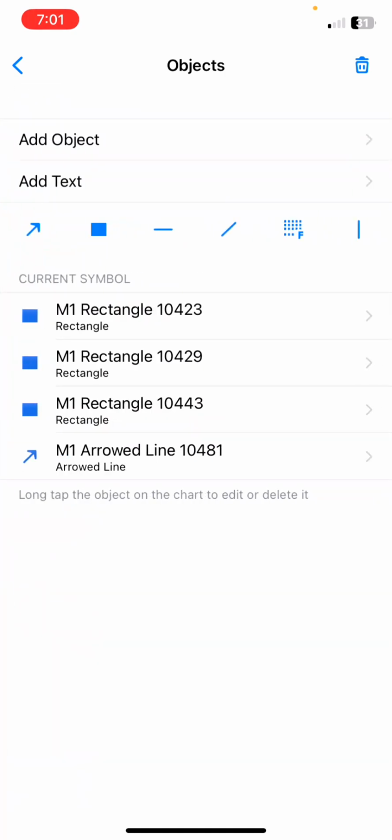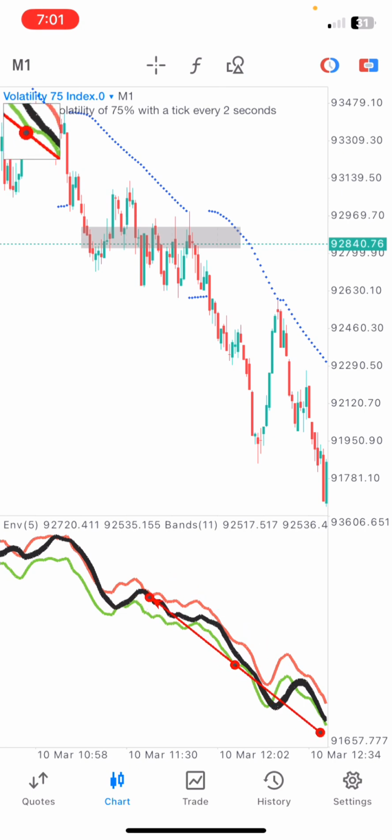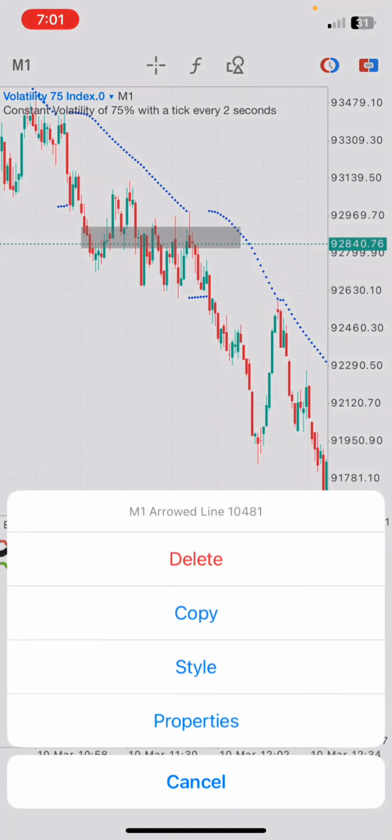Now, make sure that this happens right at the support area. Okay, it happens at your support area. That is when you are going for your sell. When it happens at the support area, go for your sell. As simple as that, guys.